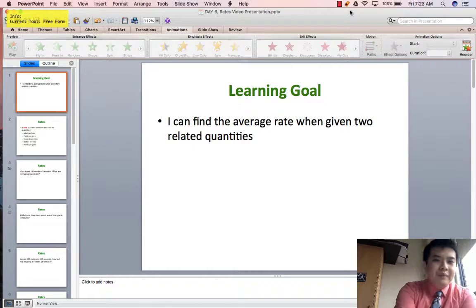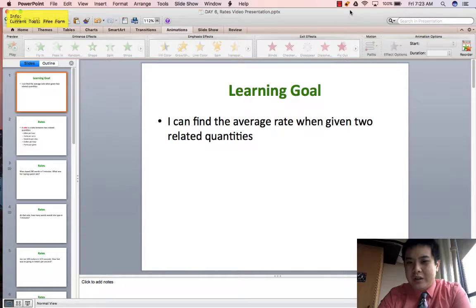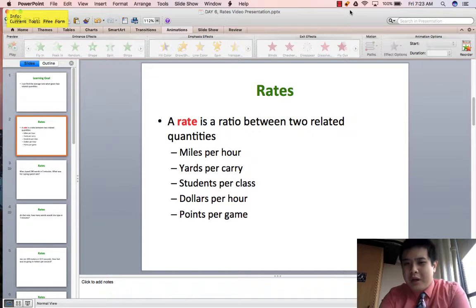Hello class. Today's learning goal is I can find the average rate when given two related quantities. So let's get started. A rate is a ratio relating two related quantities.